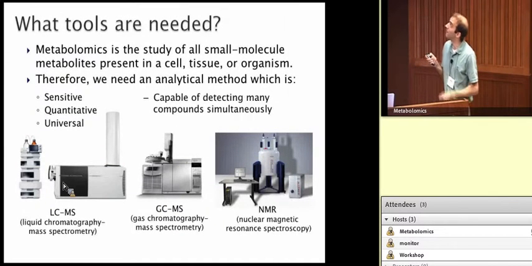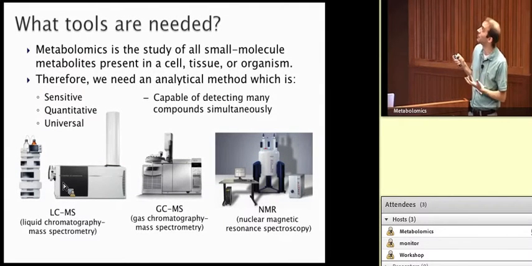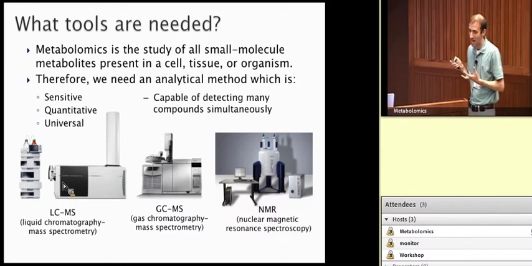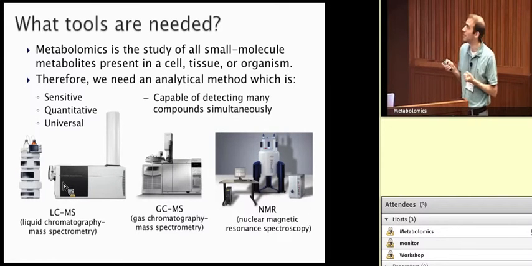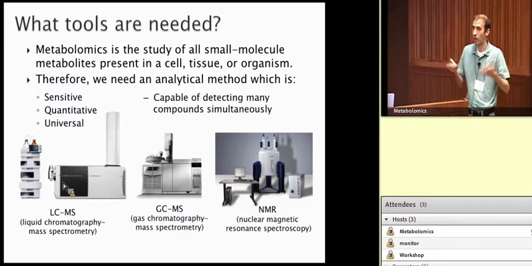Tools that are needed. We have metabolomics, the definition again: study of all small molecule metabolites present in a cell, tissue, or organism. So we need something that can handle that. We need something that's sensitive. We need something that's quantitative, because if you can't quantitate the concentration of metabolites in your sample, then why are we even starting? We need to compare groups. So we need something that's quantitative.